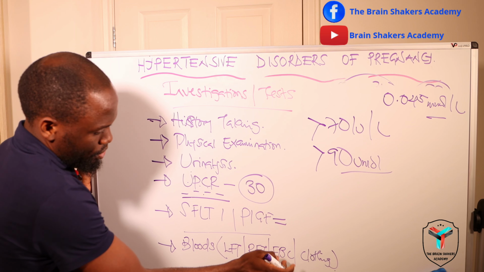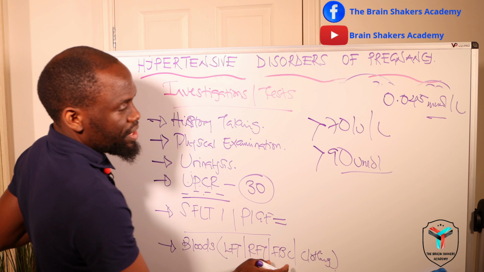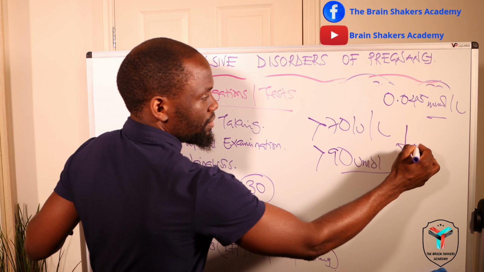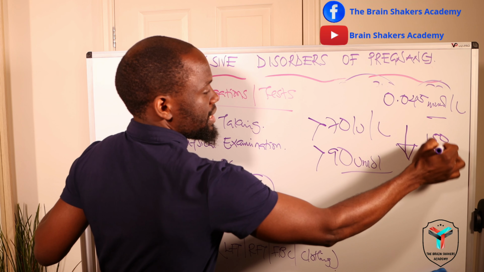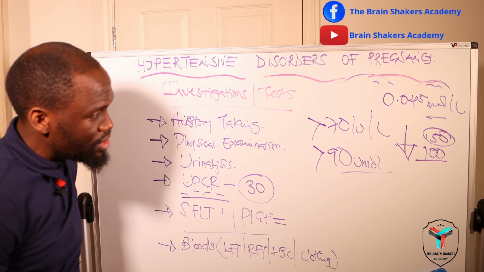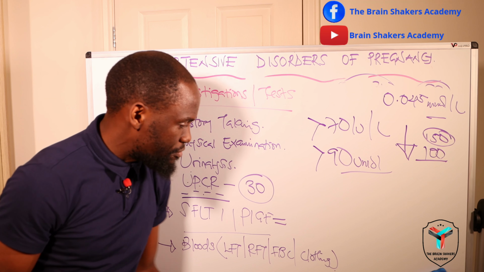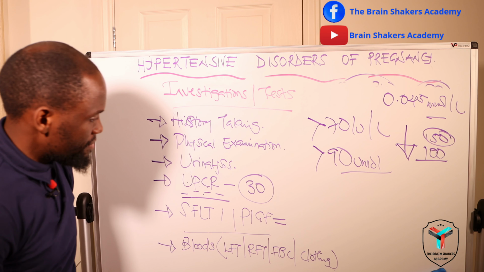And then if you're looking at the blood picture, the hematological picture as well, you will start seeing platelets coming down. This will be less than 100. Sometimes it will start as less than 150. If you start going to less than 100, then it means that you're now going into a severe form. It means that the platelets are now being consumed at a faster rate.